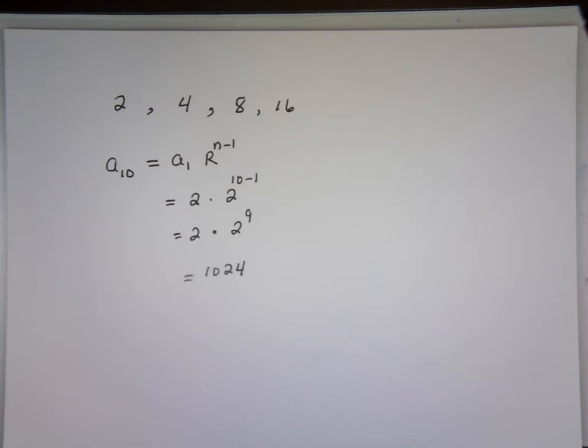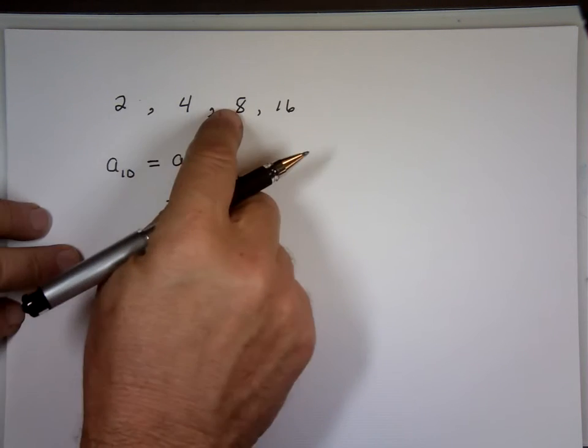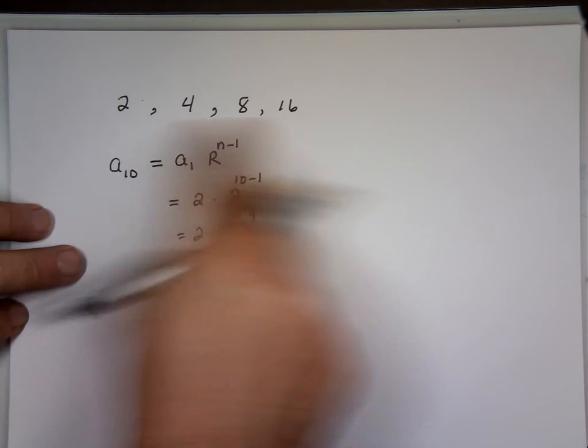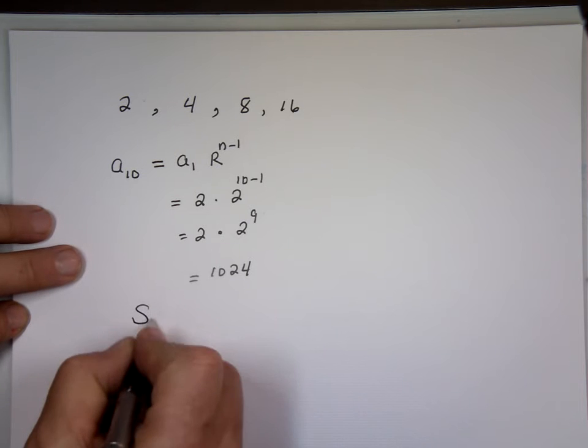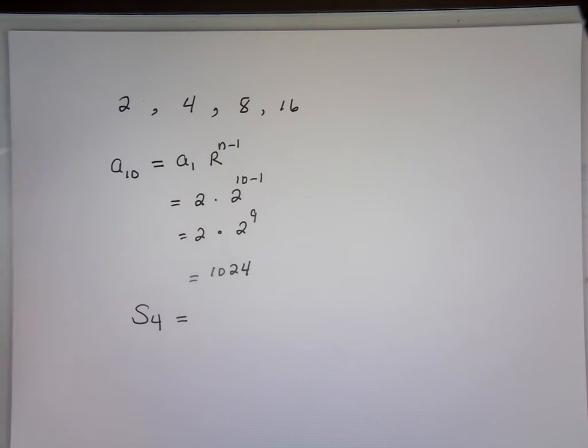If you want to add the first, let's say, 4 numbers, I know I can add them, I can see them here. But is there a way to get to the sum? What's the sum of the first 4 numbers of that one? Let's look at it. 2 plus 4 plus 8 plus 16. What's the sum? 30.